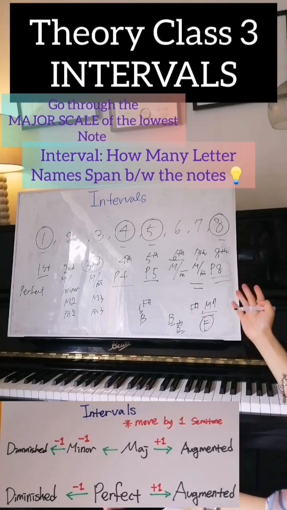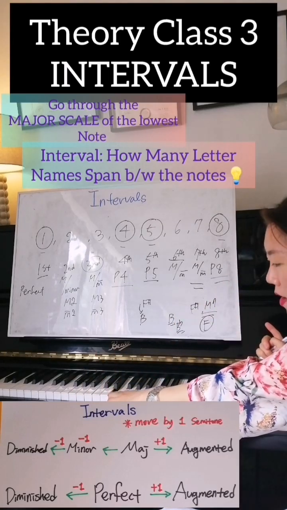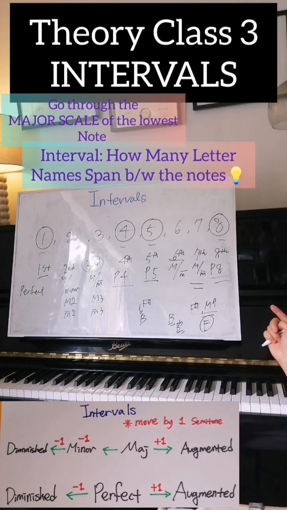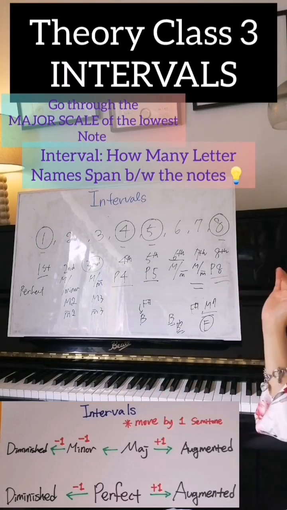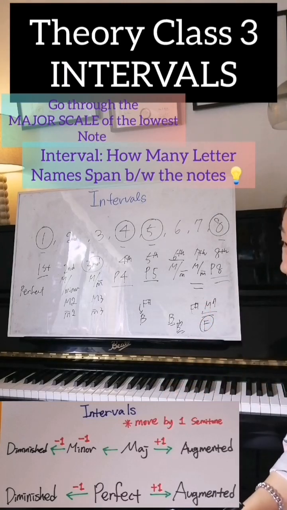Octave is easy, it's just the same note but 8 notes higher. So what is octave above E? The higher E, right? So that is perfect eighth. Same note but 8 notes higher. So that's how you do it.